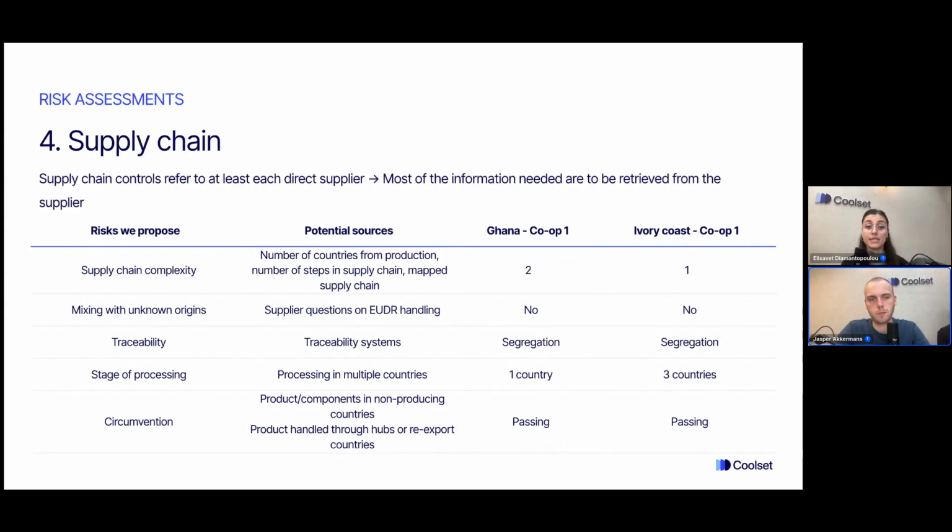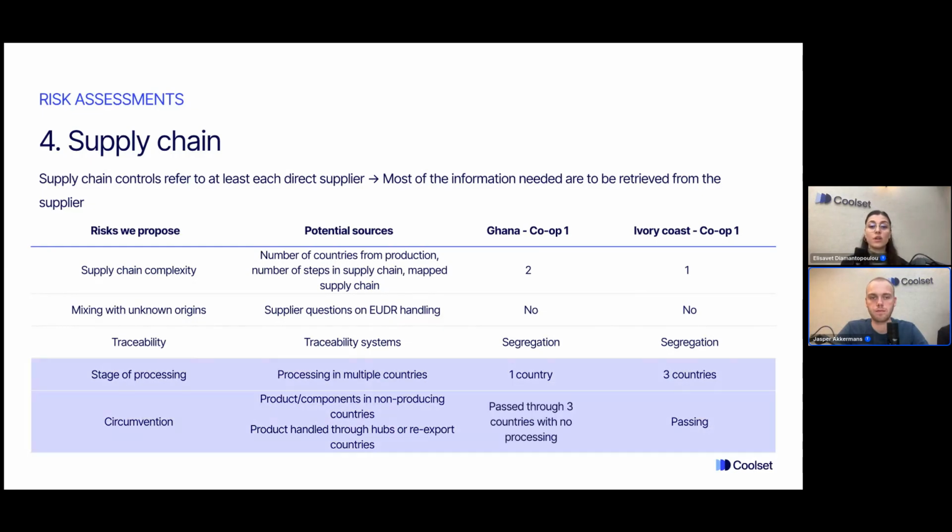Mixing with unknown origins, and you can do this by asking your supplier how they're handling the EUDR related materials. Then traceability: what are the systems that your suppliers are using? How do they ensure this traceability? Stage of processing: how many countries, for example, are involved in the processing of the materials? The higher the number of countries, the higher the risk. And lastly, circumvention. You can check for products being moved through countries that are not involved at all in the production or manufacturing of the materials.